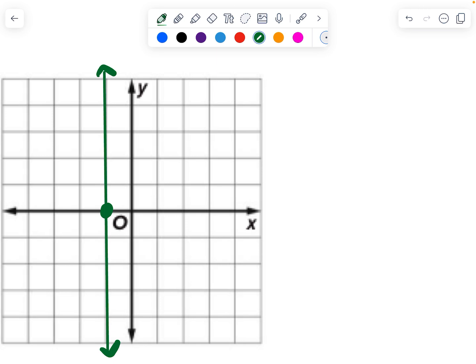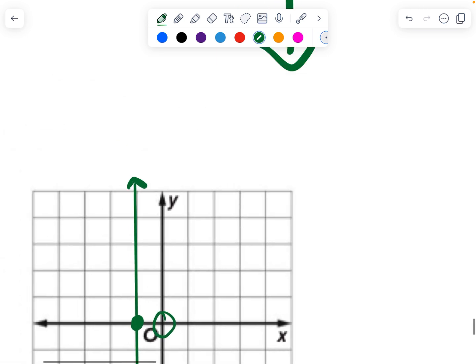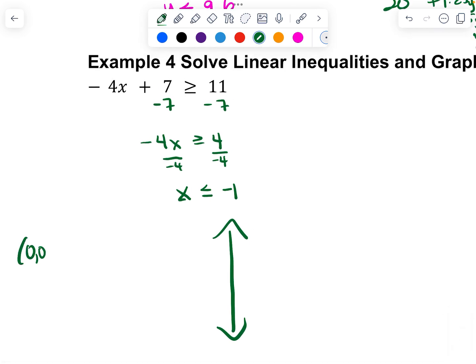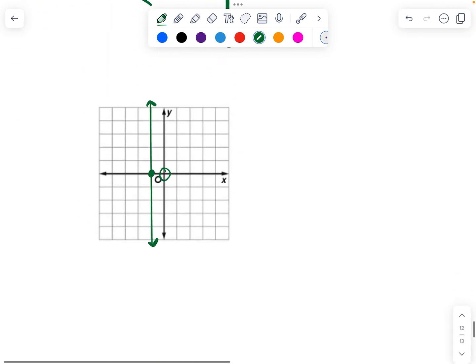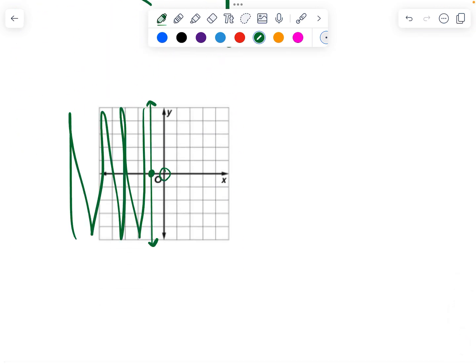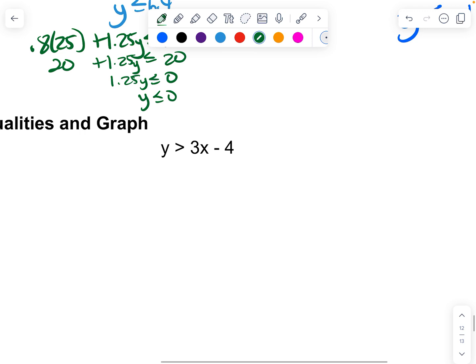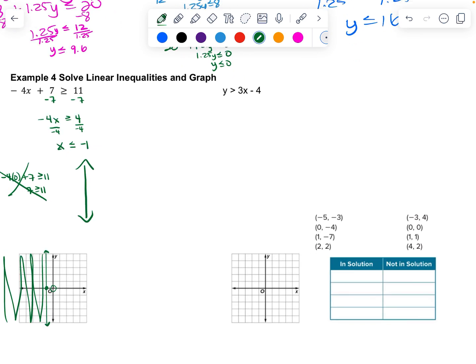Then I have to plug in. Again, I'm going to do a test point of 0, 0. If I was to do a test point of 0, 0, -4 times 0 plus 7, is that greater than or equal to 11? So 7 greater than or equal to 11. That is untrue. So that means this side is shaded. Come over here. Oh, I don't even have anything to do on this one.